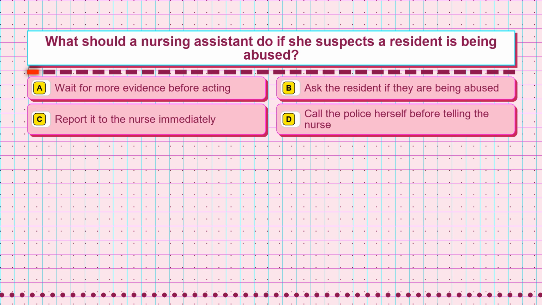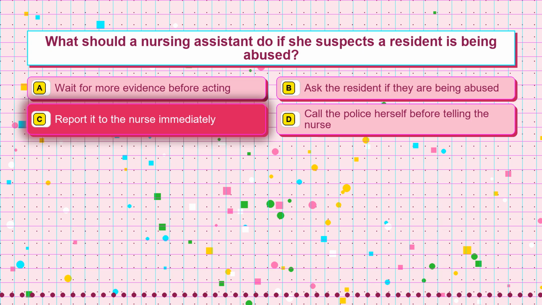Question 86. What should a nursing assistant do if she suspects a resident is being abused? Option A. Wait for more evidence before acting. Option B. Ask the resident if they are being abused. Option C. Report it to the nurse immediately. Option D. Call the police herself before telling the nurse.